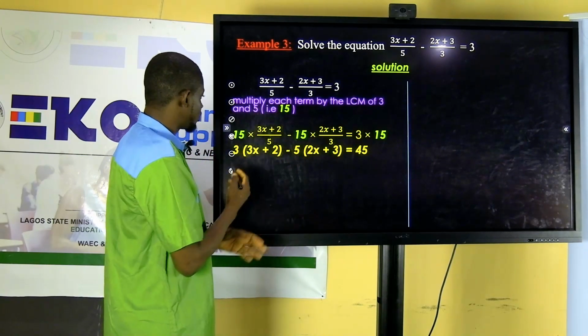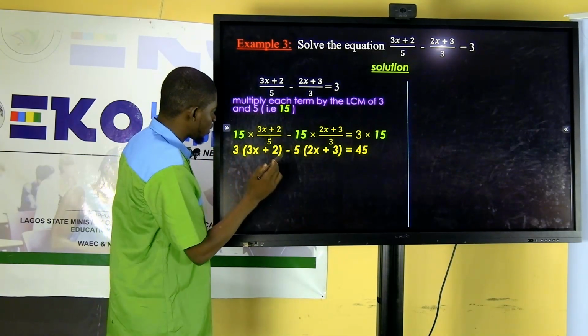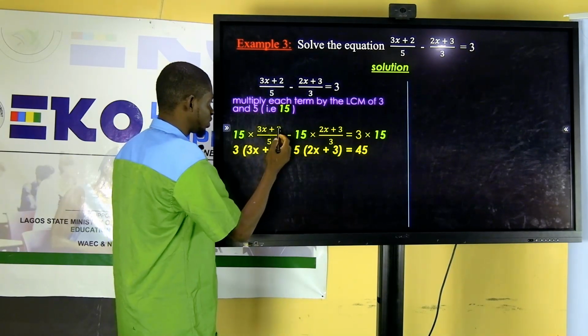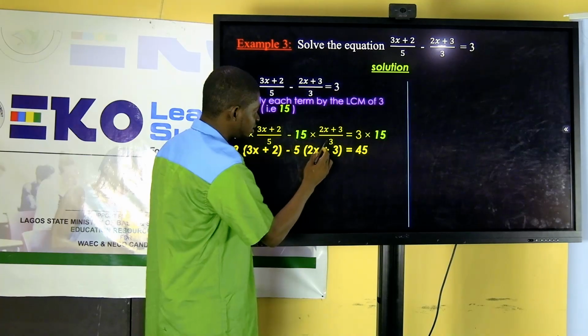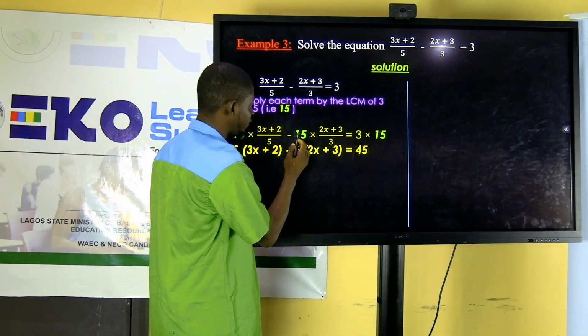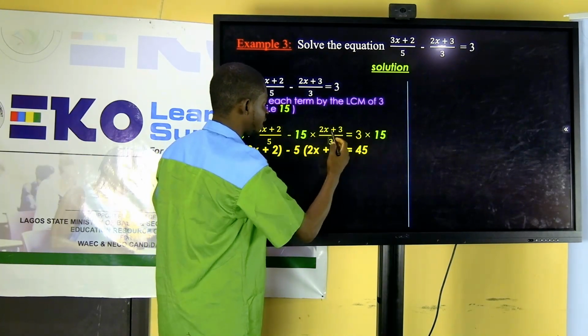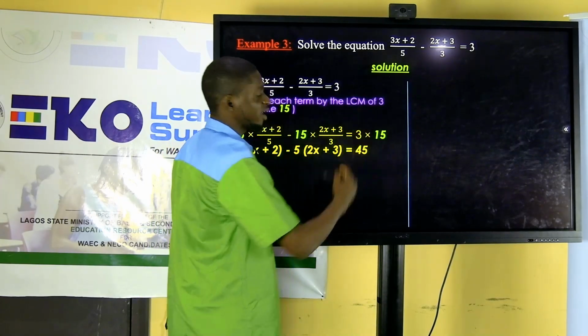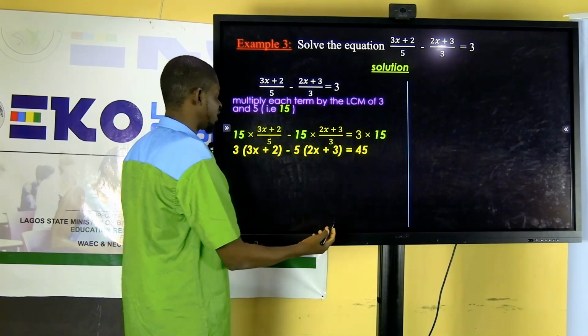So when we do this, 5 goes here 1, 5 goes here 3, that becomes 3, open bracket, we multiply this. The same way, 3 goes here 1, 3 goes here 5. We use this 5 to multiply all the numerator, we have it here. So 3 multiplied by 15, that gives us 45.